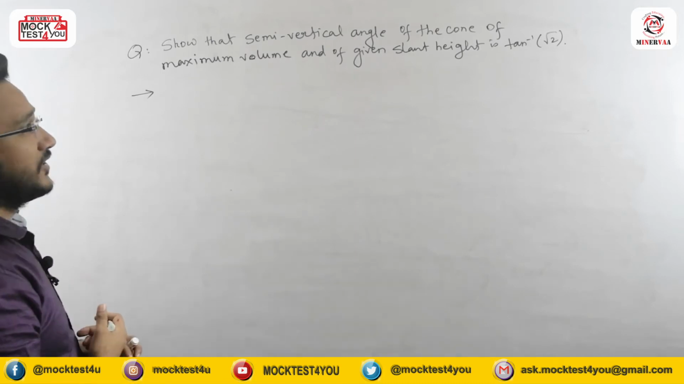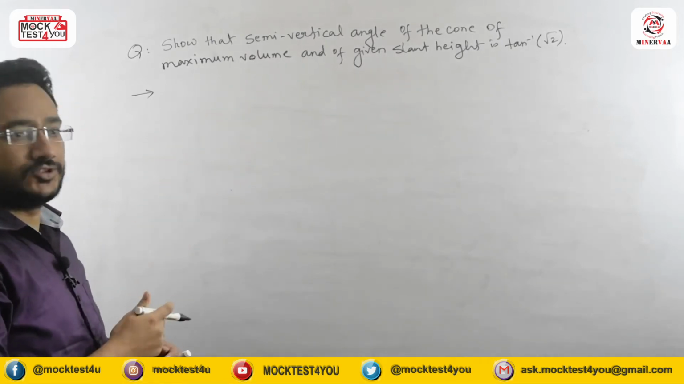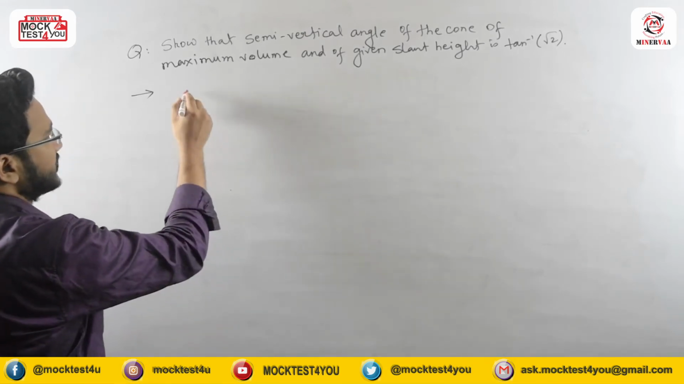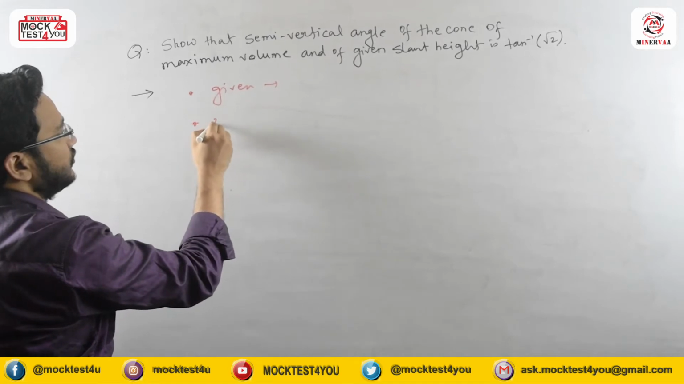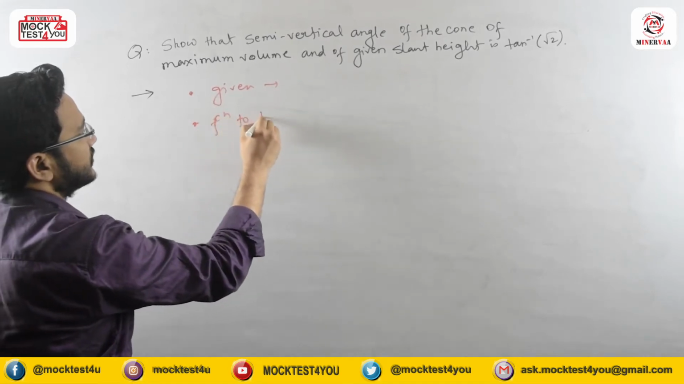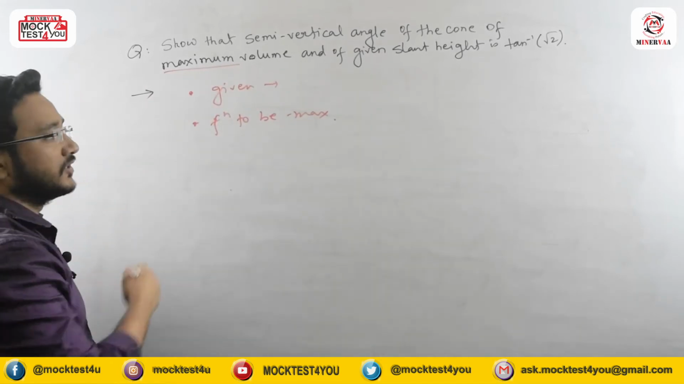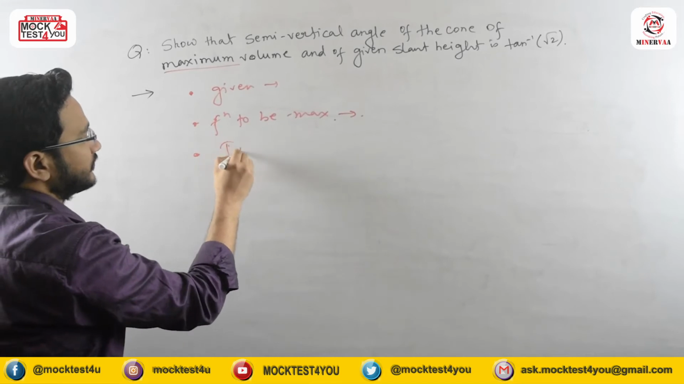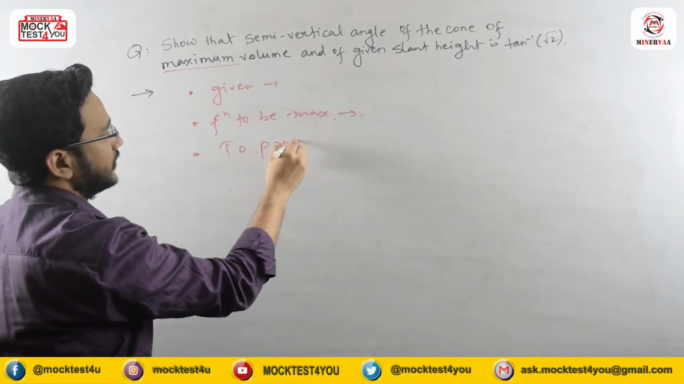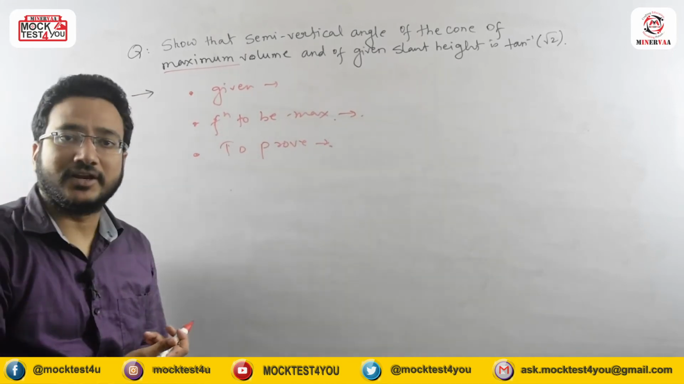Show that the semi-vertical angle of the cone of maximum volume and of given slant height is tan inverse of root 2. So let's find out these 3 points first: what is given, the function to be maximized or minimized, and what you have to prove. The function to be maximized here is the volume, because you have to find the maximum volume. And what you have to prove is about the semi-vertical angle. What is the semi-vertical angle then?